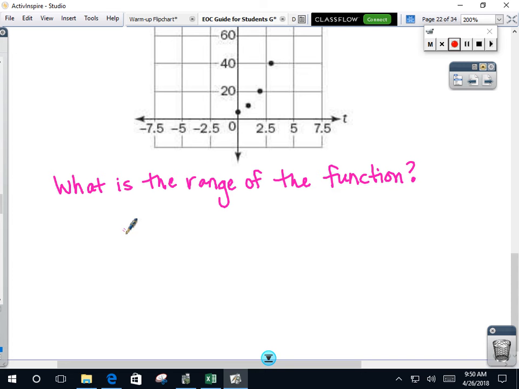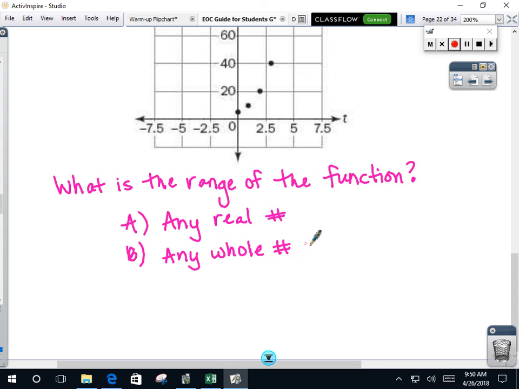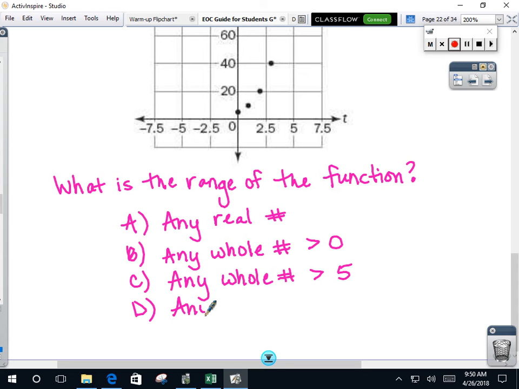Okay, and then choice A, I'm going to put any real number, and I'm going to abbreviate to save time. Any real number. Choice B, any whole number greater than 0. Choice C, any whole number greater than 5. Or D, any whole number greater than or equal to 5.